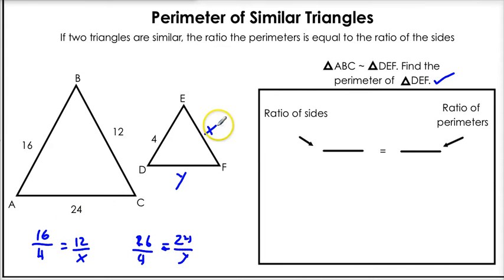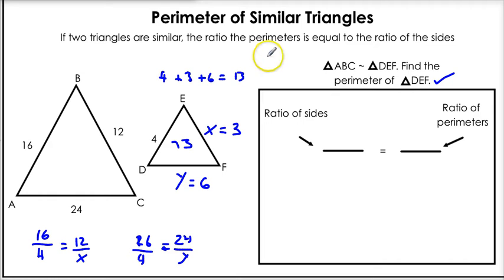So if you did this correctly, you should have gotten x is equal to 3 and y is equal to 6. So we know the perimeter of our smaller triangle right here is going to be equal to 4 plus 3 plus 6, which is equal to 13. So this perimeter is 13. That's one way to do it.